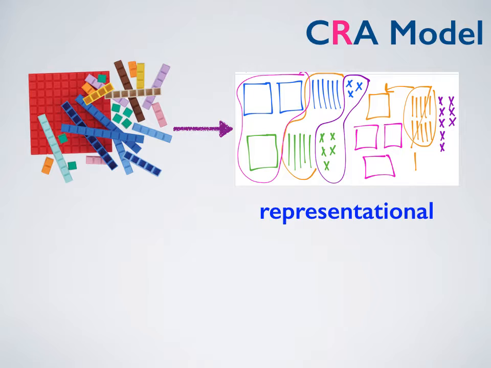So instead of physically moving the manipulatives to show regrouping, I can use circles, arrows, and lines to represent those actions. It's called representational because I'm not physically manipulating anything, and I'm using some symbols to represent those physical items. Showing representations like this is often a great instructional scaffold.